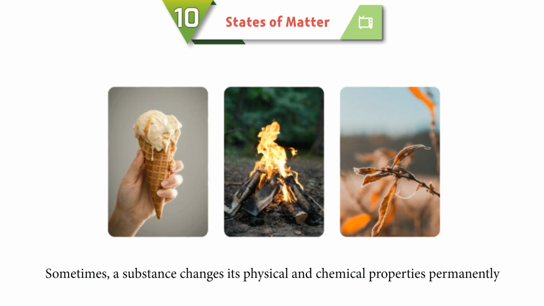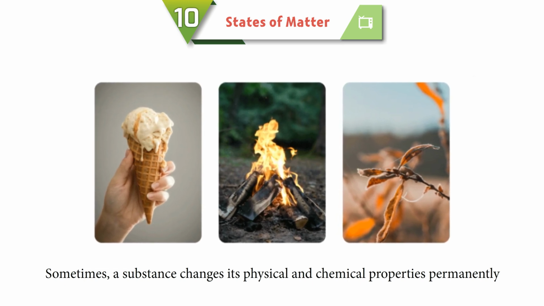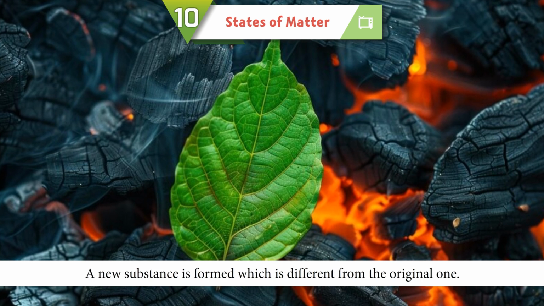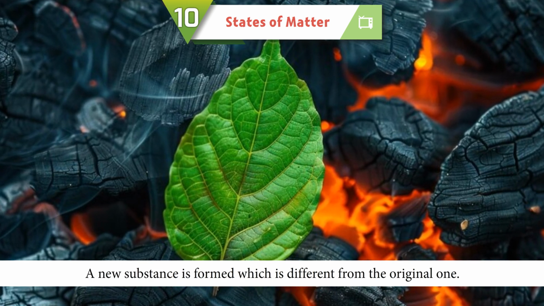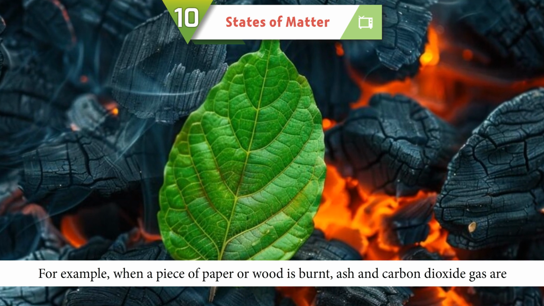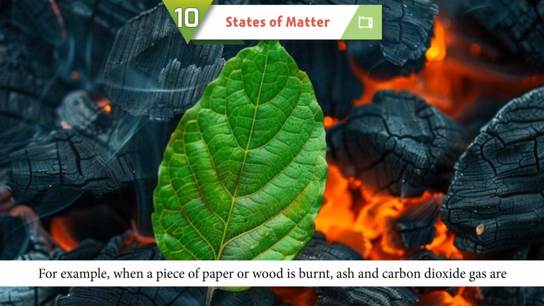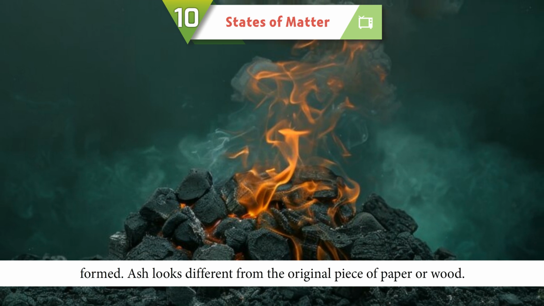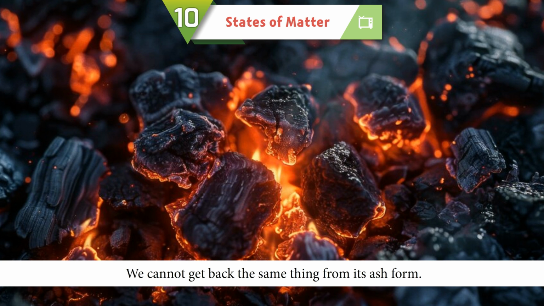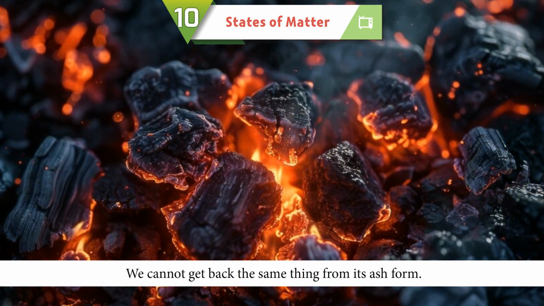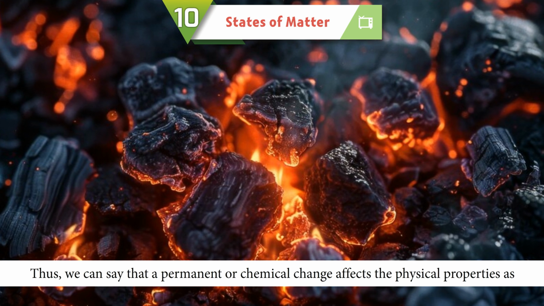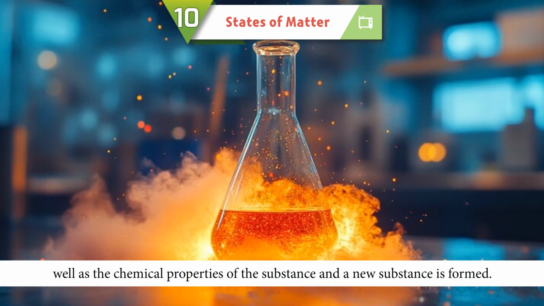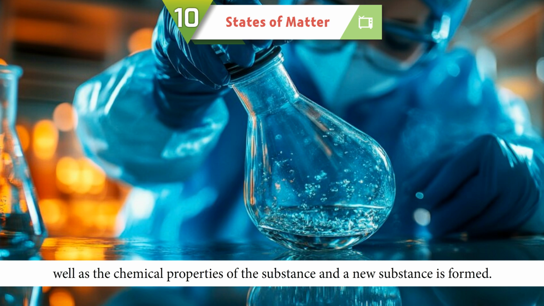Permanent change. Sometimes a substance changes its physical and chemical properties permanently during the process of heating or cooling. A new substance is formed which is different from the original one. For example, when a piece of paper or wood is burnt, ash and carbon dioxide are produced. Ash looks different from the original piece of paper or wood. We cannot get back the same thing from its ash form. Thus, we can say that a permanent or chemical change affects the physical properties as well as the chemical properties of the substance, and a new substance is formed.